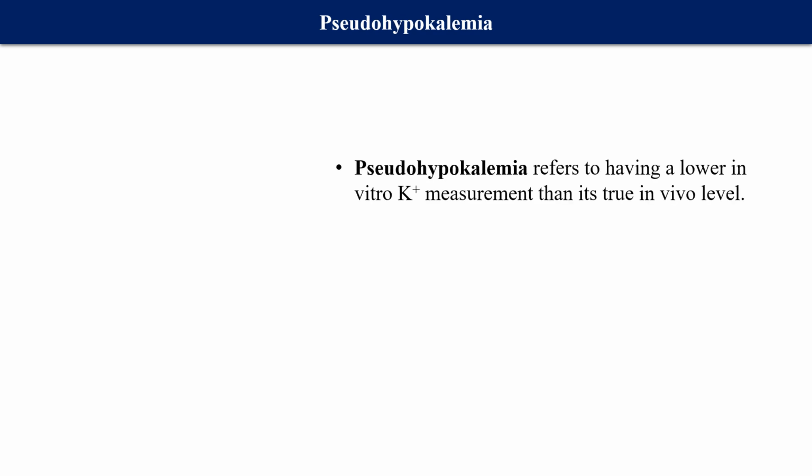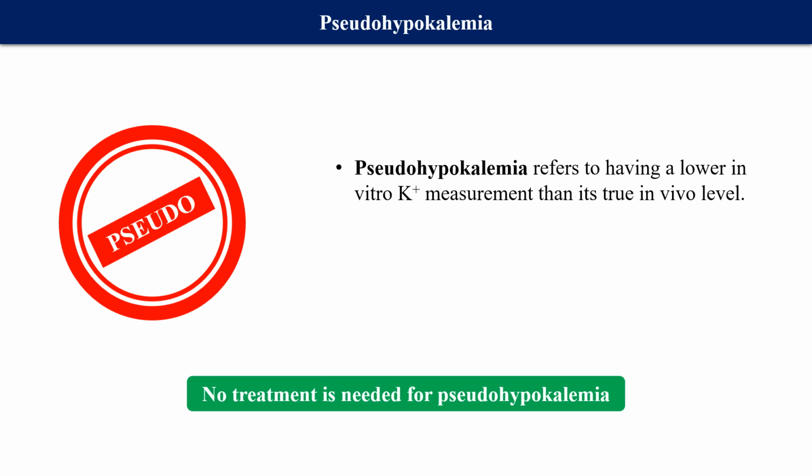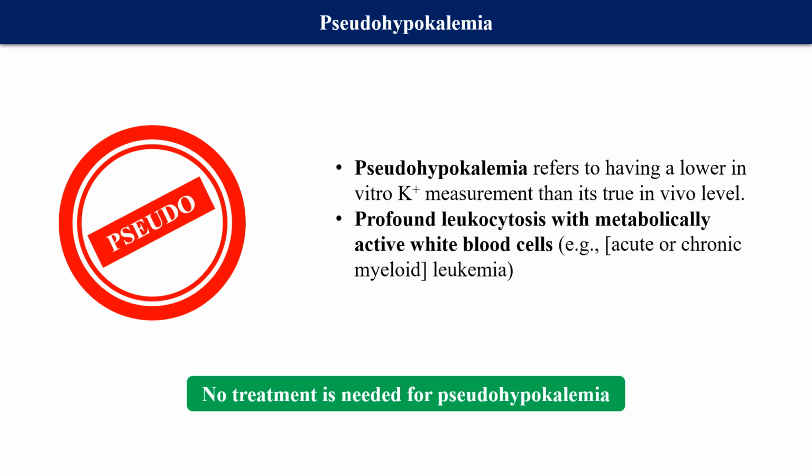Before discussing hypokalemia, we need to first briefly discuss pseudo-hypokalemia. Pseudo-hypokalemia refers to having a lower in vitro potassium measurement than its true in vivo level. It is important to recognize pseudo-hypokalemia because this does not need treatment. The most common reason for pseudo-hypokalemia is the presence of severe leukocytosis, a condition with very high number of active white blood cells, as seen in some forms of leukemia.